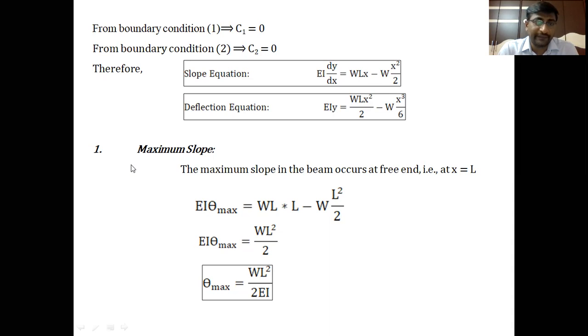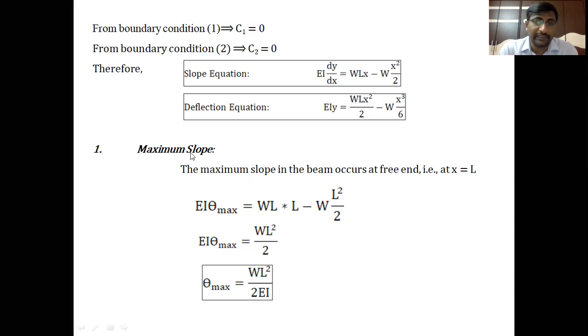From this we can find the slope and deflection at any place, that is, wherever he asked in the problem, we can find the slope and deflection at that particular point by substituting x values. So in this problem, maximum slope at free end, కాబట్టి free end దగ్గర x value L ఉంటుంది. So by substituting L in place of x, we can get the slope. If you substitute L in place of x in the deflection equation, we will get the deflection at the free end.